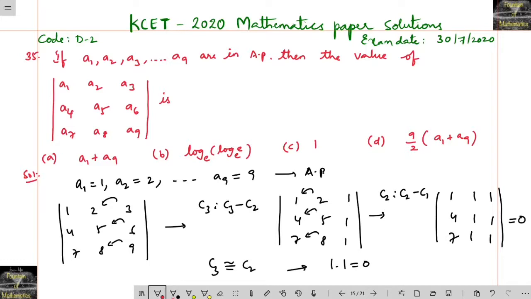First option, obviously no, 1 plus 9 is 10. So first option is not correct. And second option, log e to the base e is 1, log 1 is 0. So second option you are getting. And let's also check the remaining options because we are going with the verification process. So we cannot make sure immediately with the B. Okay, let's check the remaining also, for our safe side. So C option 1, so it's not. And fourth option 9 upon 2 of A1 plus A9, that is 1 plus 9 is 10. It is also not equal to 0. So now we can blindly put the option B. Okay.